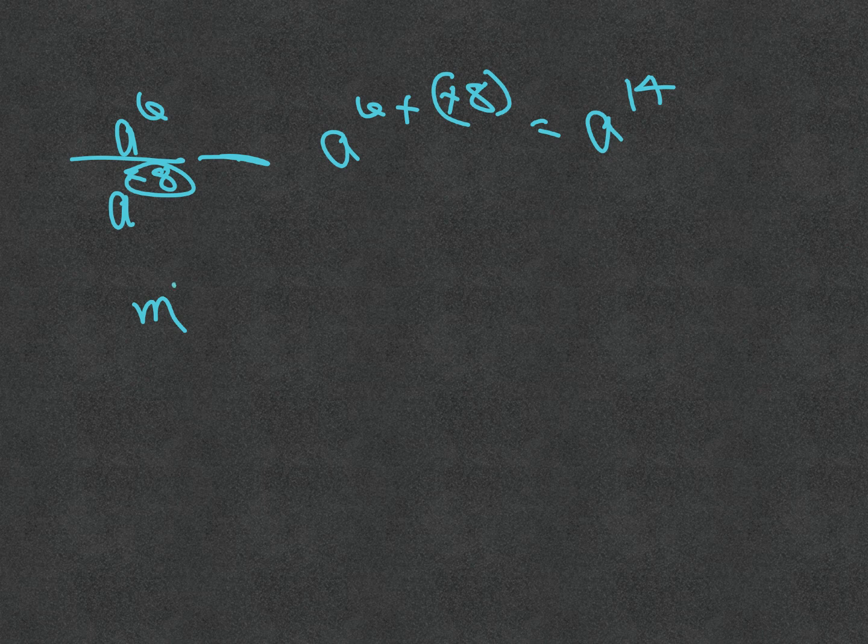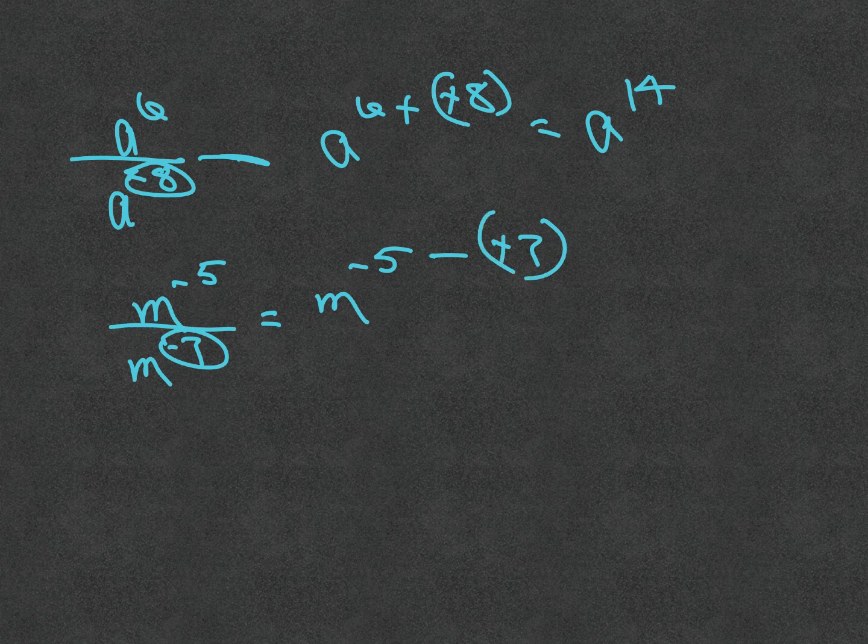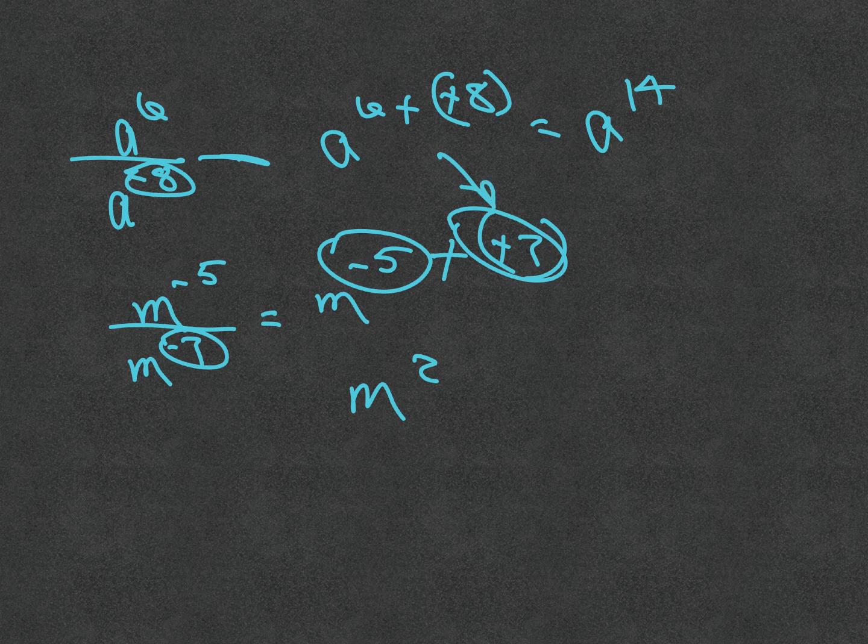Let's do the same with an m. Now remember that you can only do this when the base number or letter is the same. So this is m to the minus 5 minus, because it's division, a negative 7. So these two change to positive. So m to the negative 5 plus 7. Signs are different. You take the difference between the two and put the sign of the largest number on there, and you get m squared.